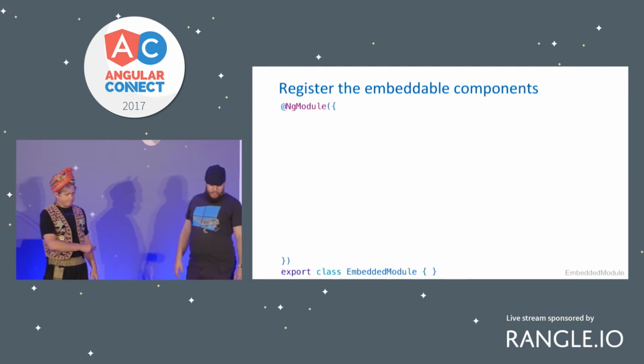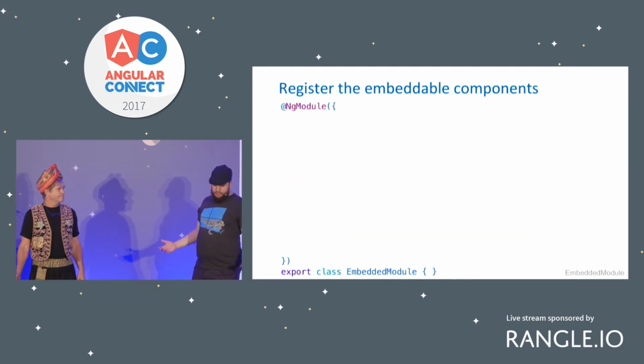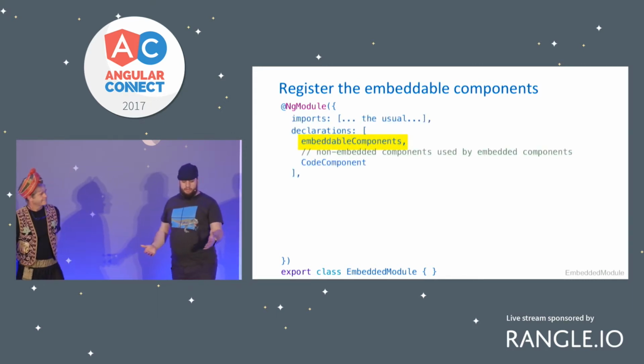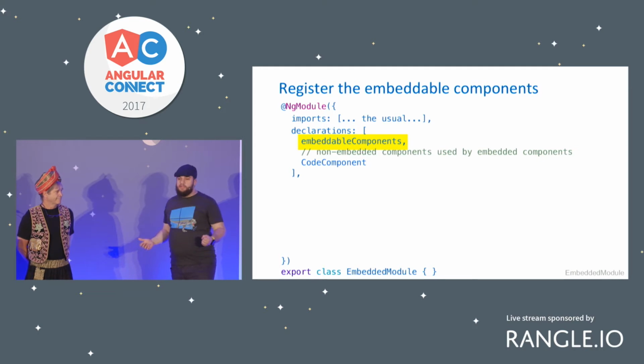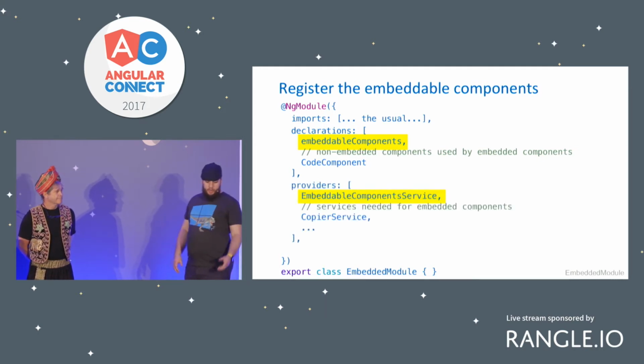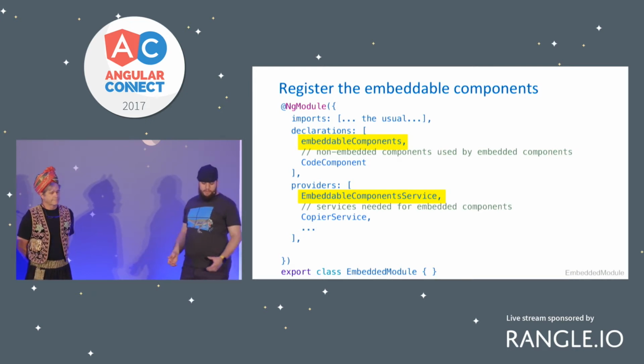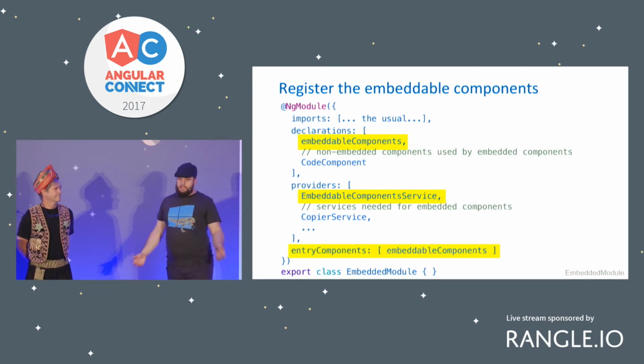Yeah. So how do we register these embeddable components? We have an NgModule, a normal NgModule. You declare the components. In this case, we just pass the array with all the components. Nothing unusual there. We register our service in the provider list. And finally, the most important bit is the entry component.